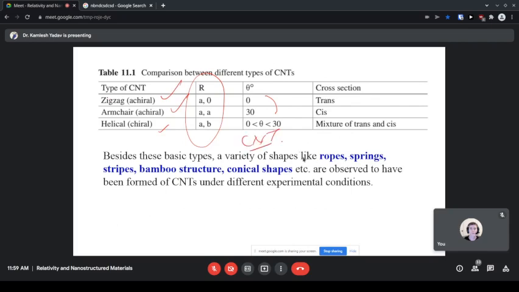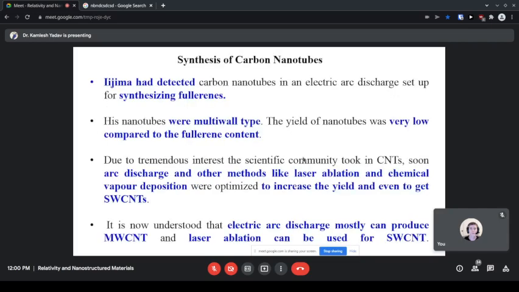And even from these carbon nanotubes, you can make ropes, springs, strips, bamboo-like structure, conical shape structure, flower-like structure, or any other morphology. Using these carbon nanotubes, you can make any other bigger morphology, and that will change the property of the nanomaterial. And this carbon nanomaterial we can synthesize using various techniques.